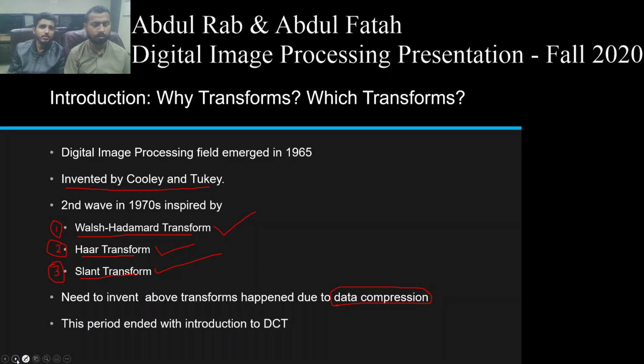The DCT is the discrete cosine transform, and this was one of the best transformations of that time, in the 1970s period. It was also the reason that the JPEG and MPEG formats of image, video and audio processing were created. That period actually ended in the 1980s, and then the third wave of digital image processing was initialized. So coming to the next slide.